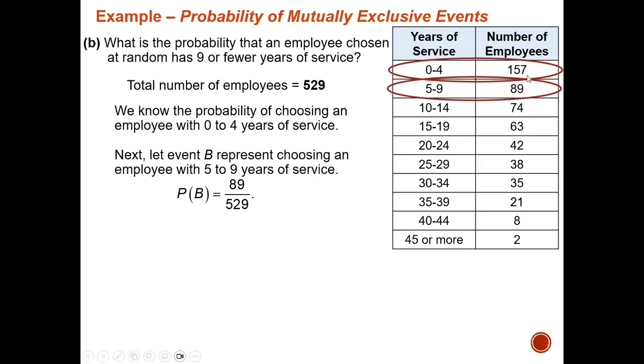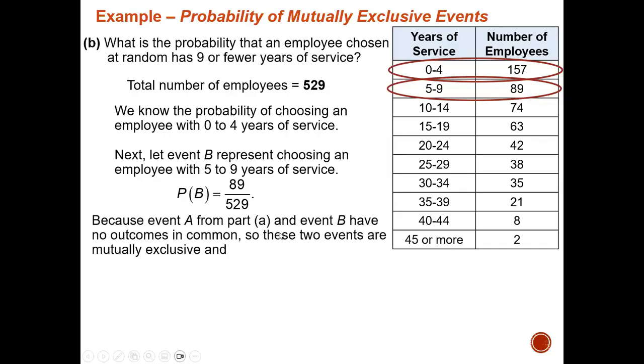I know previously it was 157 out of 529, but now I'm also including this number right here, 89 out of 529. So these two events don't have any outcomes in common. The way we do this is we add them up. So the probability of A, which we had before, 157 out of 529, plus the probability of B. Together, I add those up. I get 246 out of the 529. And again, writing that as a decimal is 0.465.